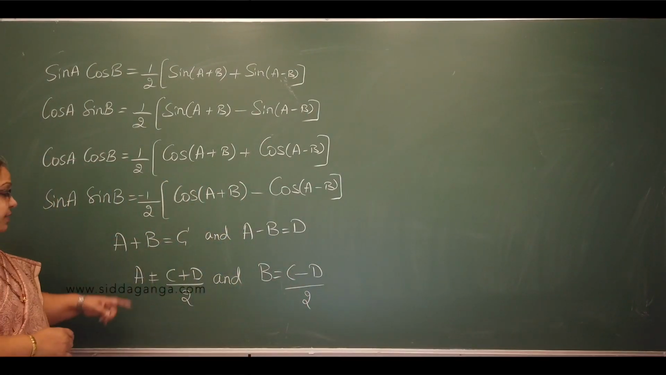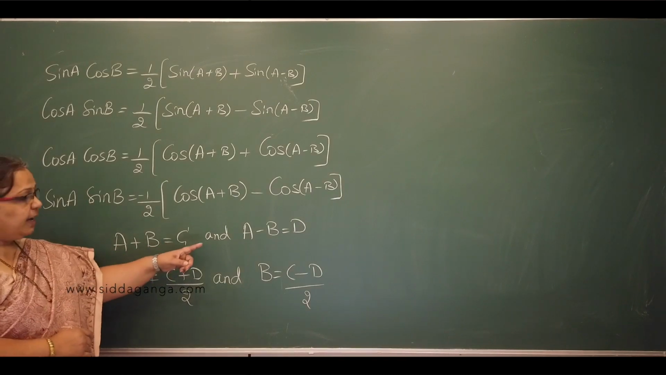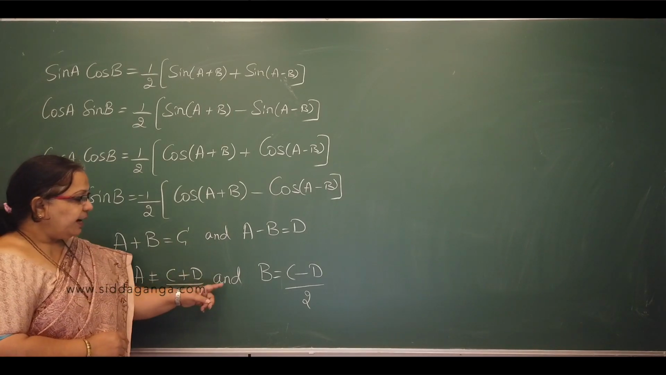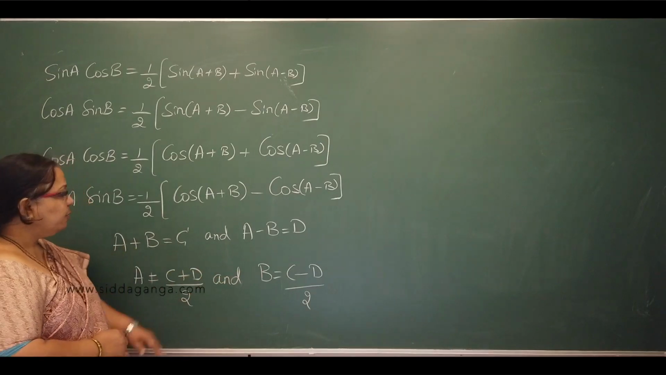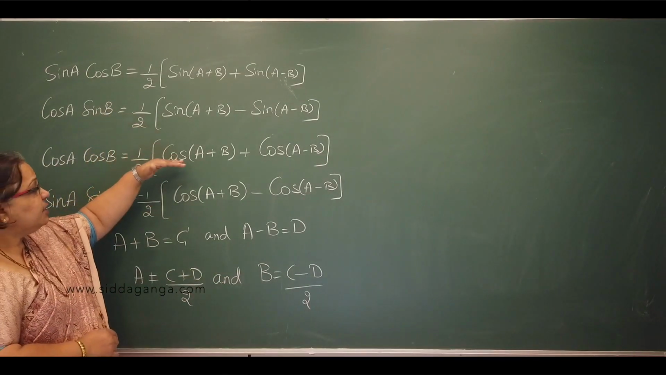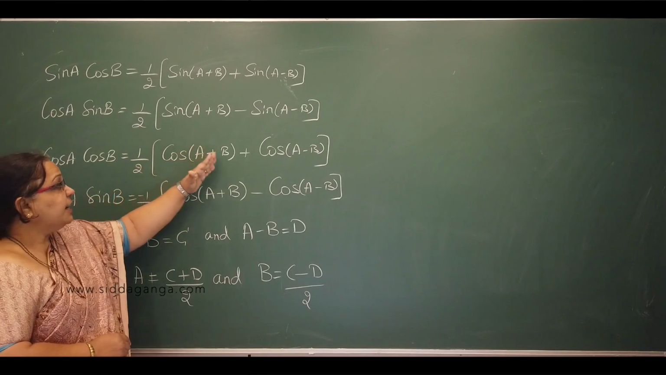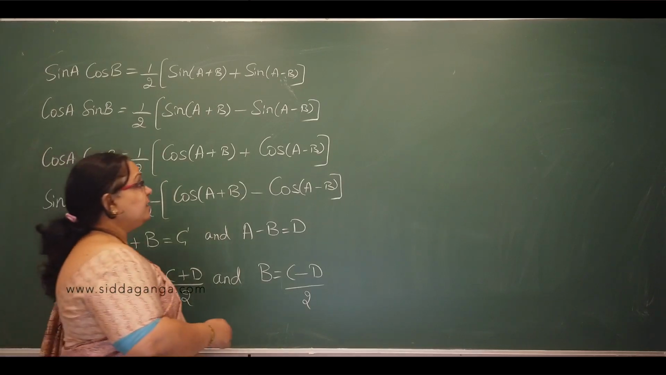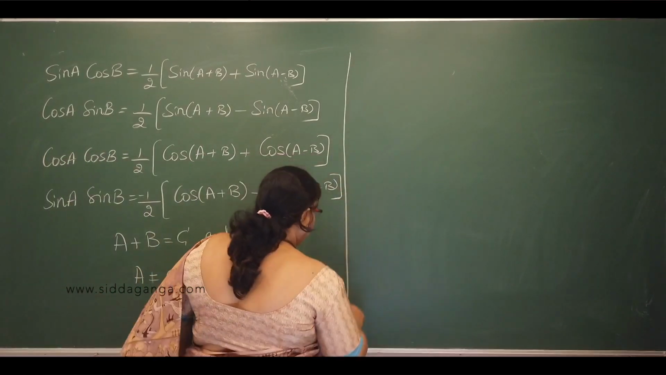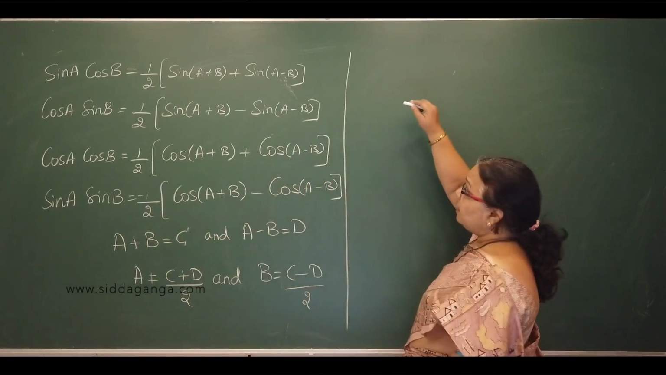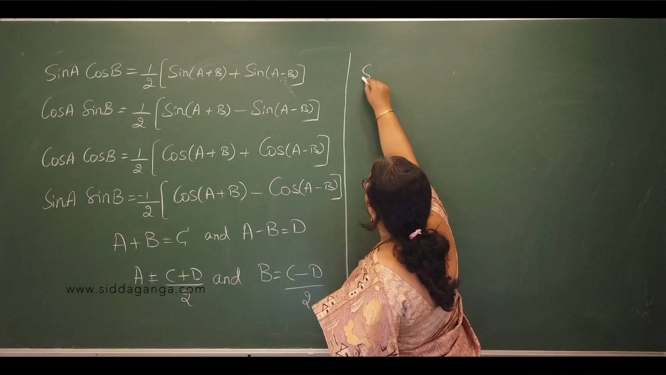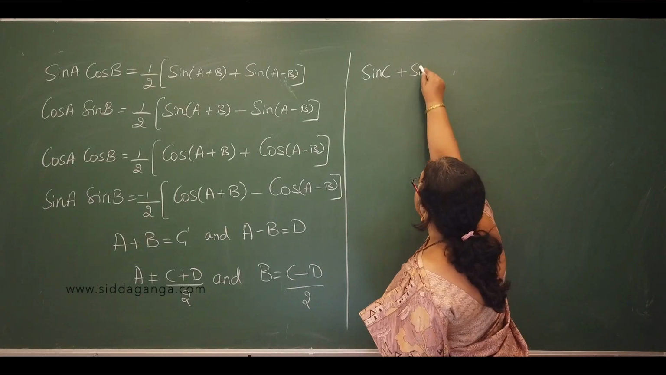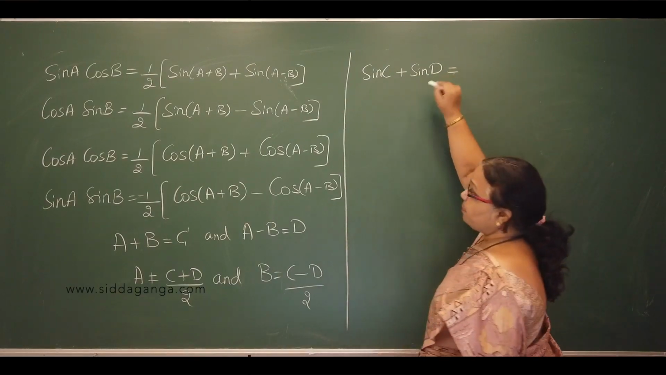We have to replace A plus B equal to C and A minus B equal to D, and A equal to C plus D divided by 2 and B equal to C minus D divided by 2 in the above results. You write the RHS of this result to the left side and the LHS to the right side, then we get the results as below. Sine of A plus B, instead of A plus B, you take it as C, instead of A minus B, you take it as D. That is sine C plus sine D.